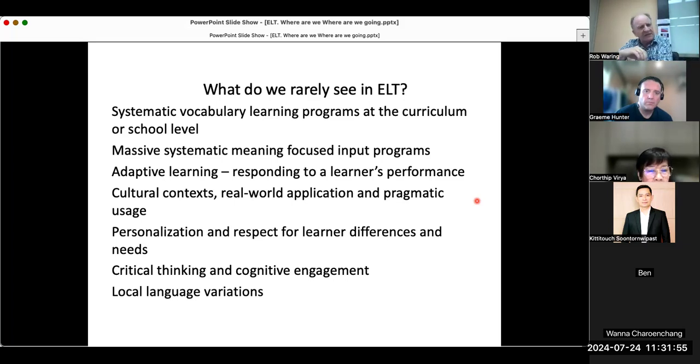There's relatively little adaptive learning. All the students are reading the same material. And the cultural context and real-world application, pragmatic uses, is often missing, I think, when we are thinking about language teaching. The personalization and respect for learner differences is not something you see a lot in course materials. Critical thinking, cognitive engagement skills, again, not very high. Local language variations is something we're missing.